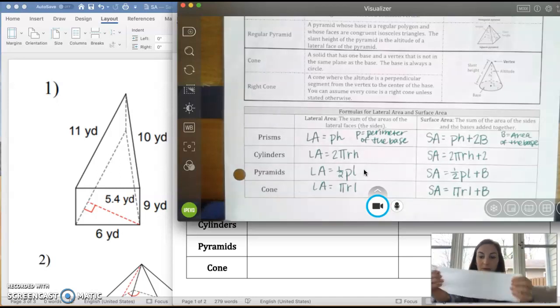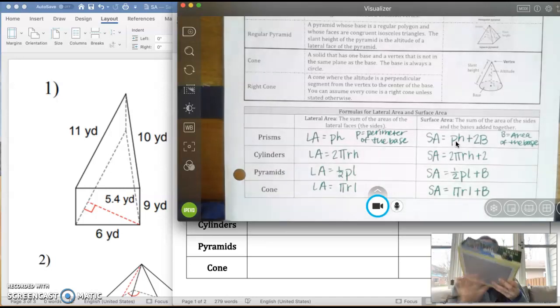So this would be, if we unrolled the lateral, this is what we would get here. For prisms, it's the perimeter of the base times the height. And then the whole surface area would be the perimeter of the base times the height plus 2 times the base, right? Because if I'm finding the perimeter of the base, that's the lateral, and then there's a base here, and there's a base here. So I would want 2 bases.